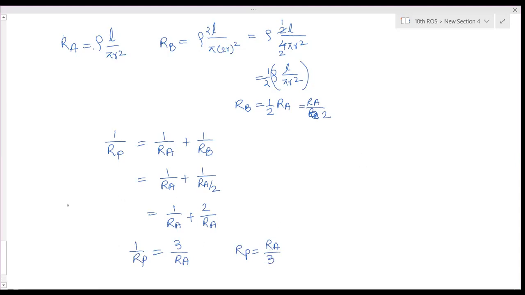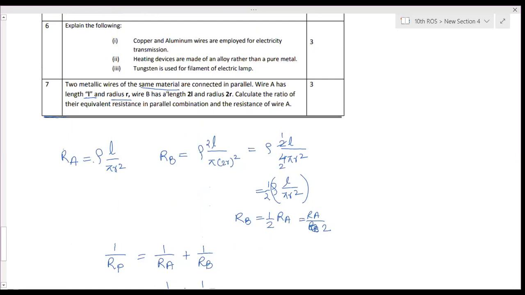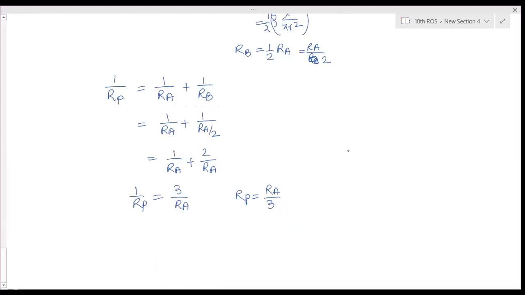Now they are asking for the ratio of the equivalent resistance and the resistance of wire A. The equivalent resistance is RP. By RA you have to calculate. RP is RA by 3 divided by RA. So RA by 3 into 1 by RA, this gets cancelled. This is equal to 1 by 3. So the ratio is 1:3.